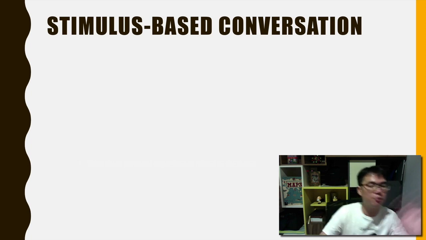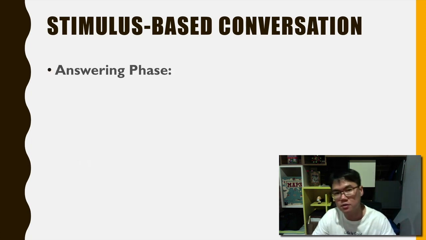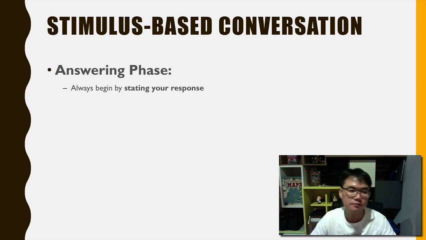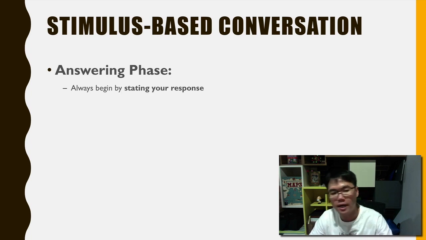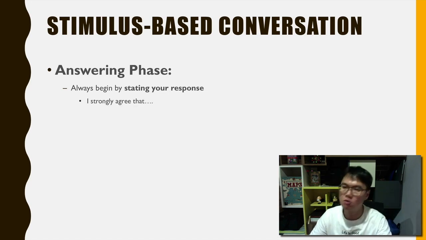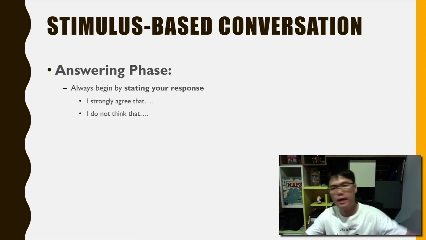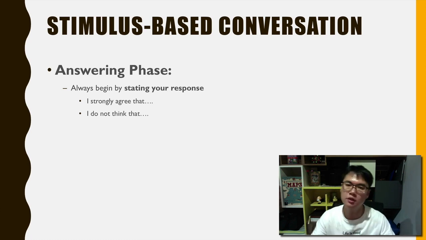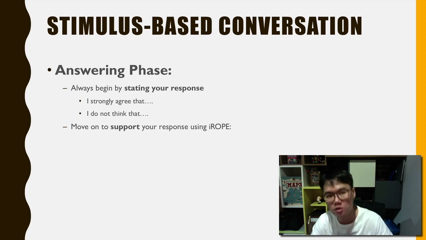So now let's move from the preparation phase to the answering phase. Now we're finally in front of the examiner, and the examiner is asking us a series of questions, starting with the question about the picture. So always begin by stating your response. I agree. I strongly agree. I really agree. I believe that that is the answer. Or I don't think so. I don't agree. I strongly disagree. These are all possible answers. It depends on what your personal response is.